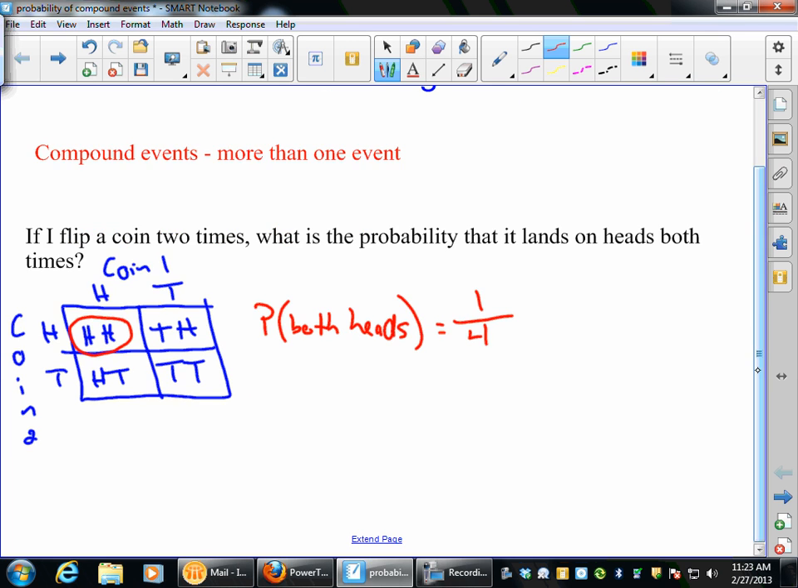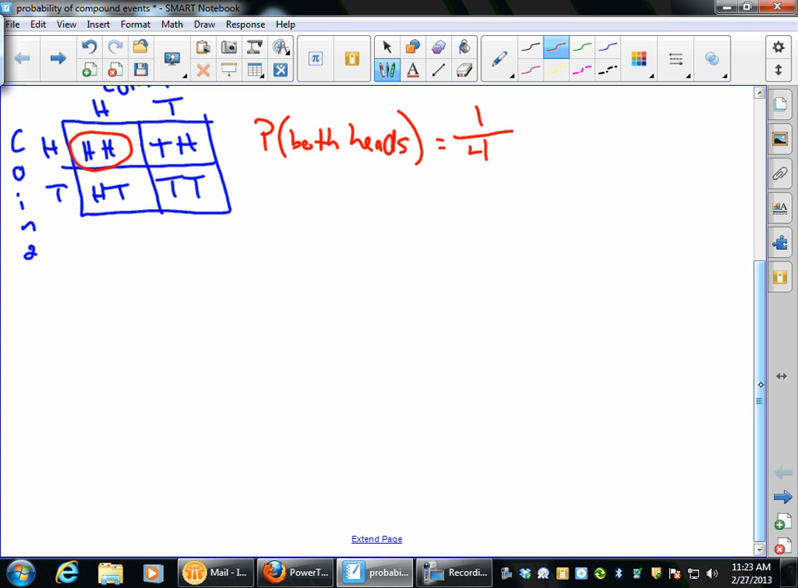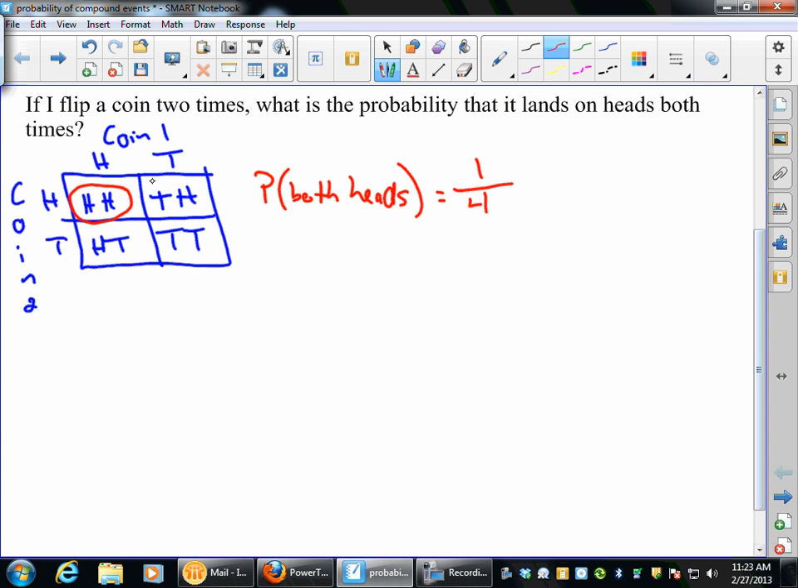Now, there's another way that you can model this as well, other than a table. The other way is what we call a tree diagram. For a tree diagram, I start by making branches, and I make as many branches as there are possibilities for the first event. The first event is flipping a coin, so there are 2 possible outcomes. So I make 2 branches, one for if the coin comes up heads, and one for if the coin comes up tails.